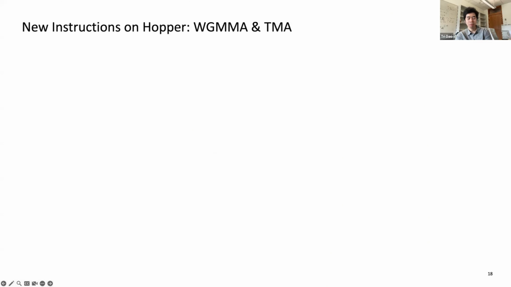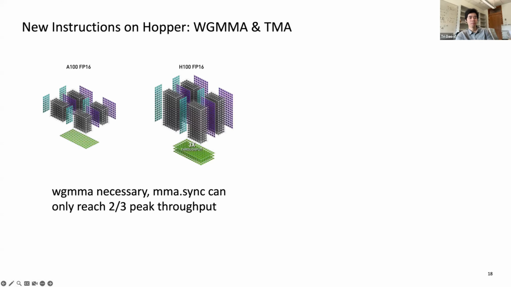So the baseline is we should be using these new instructions on Hopper. One is called warp group MMA. MMA stands for matrix multiply accumulate, so that's the tensor core instruction. And this new instruction has quite a bit higher throughput than the older generation instruction, MMA sync. So if you take your A100 code, which uses the MMA sync instruction, and run it on H100, you're not going to reach peak throughput. You have to use the new instruction. And now I'll talk about why the new instructions are different.